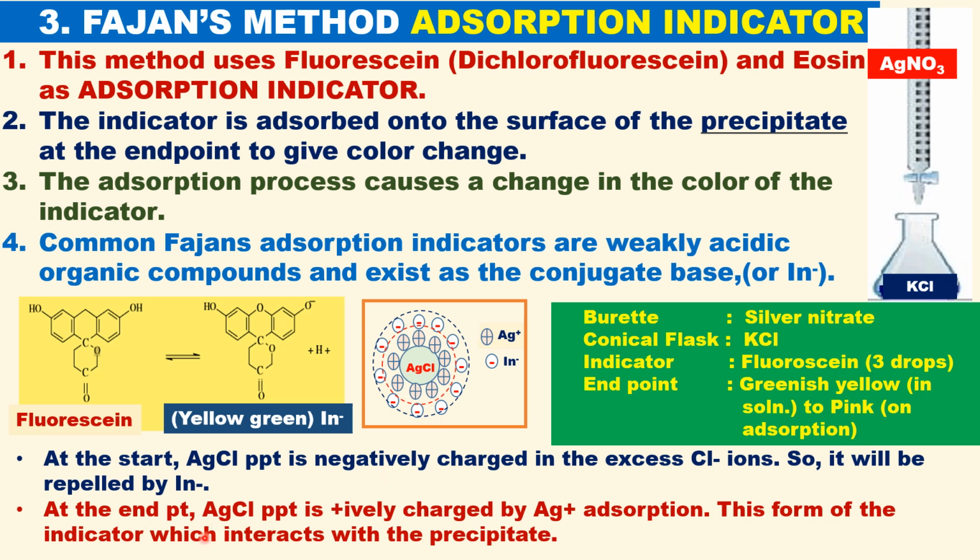At the end point, there is no Cl-, so there will be excess Ag+. So silver chloride will adsorb the excess silver ion. Therefore, at the end point, silver chloride is positively charged by Ag+ adsorption. Therefore, the indicator is adsorbed on it to give pink color.